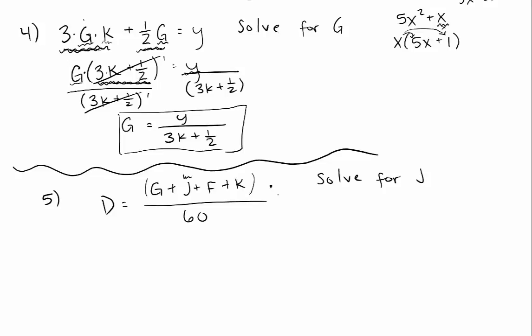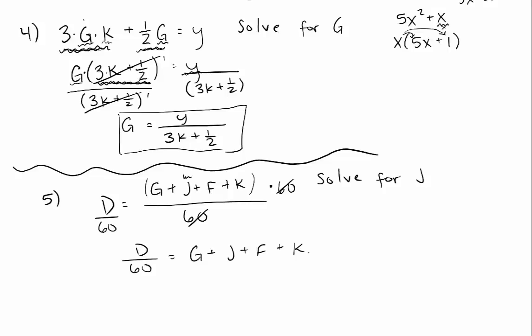And so the first thing I'm going to do is multiply by 60. Why? Because now, I mean, it's simple. I just got rid of my fractions just like that. 60 divided by 60 is 1. Whatever I do to one side, I have to do to the other side, so I'm going to divide by 60. And now my equation looks like d divided by 60 is equal to g plus j plus f plus k.